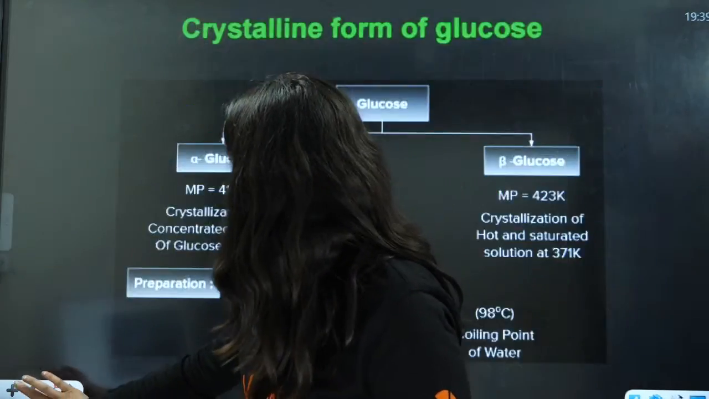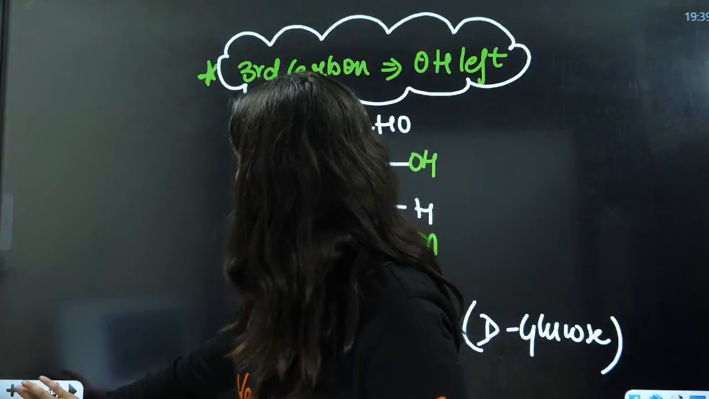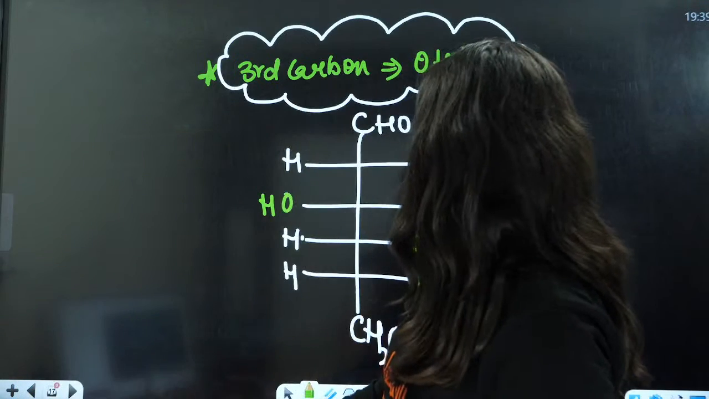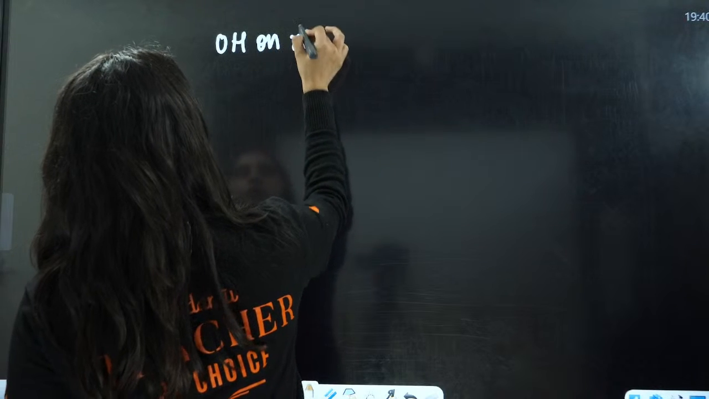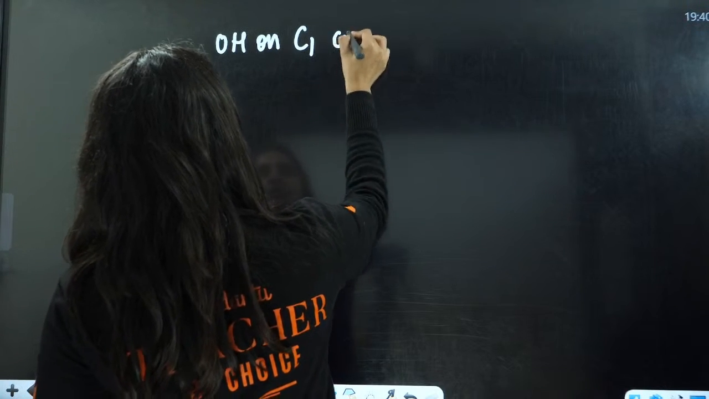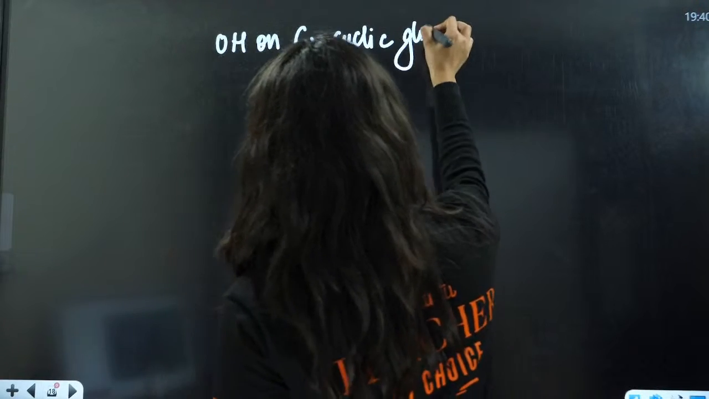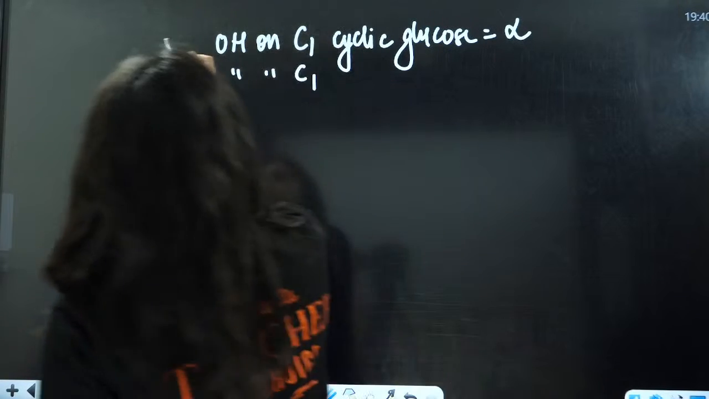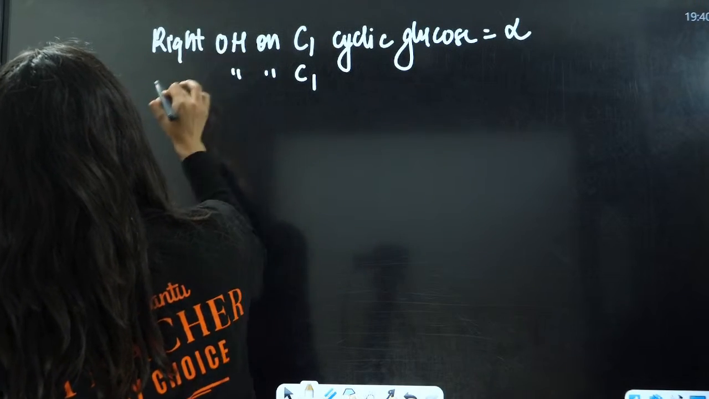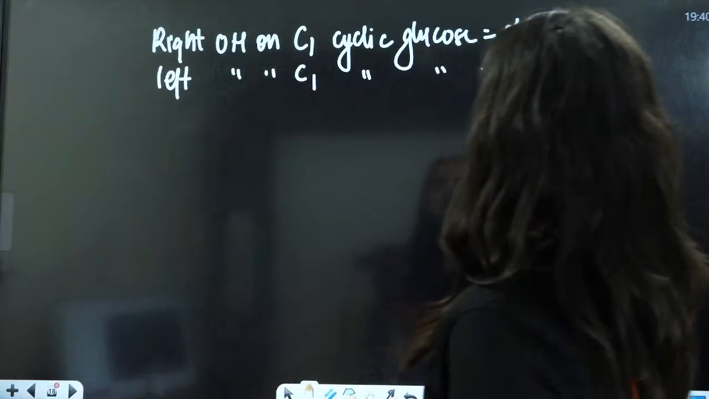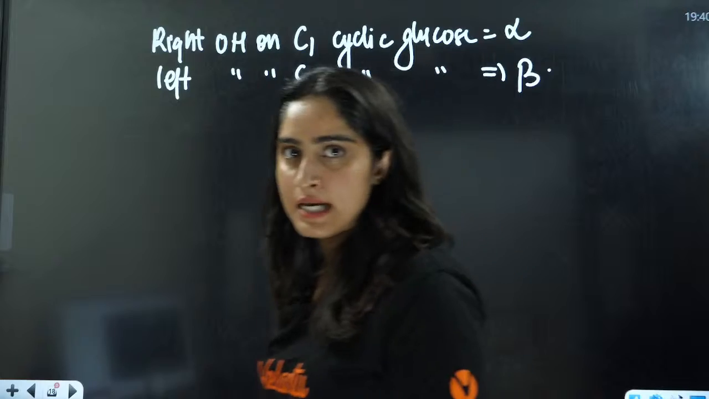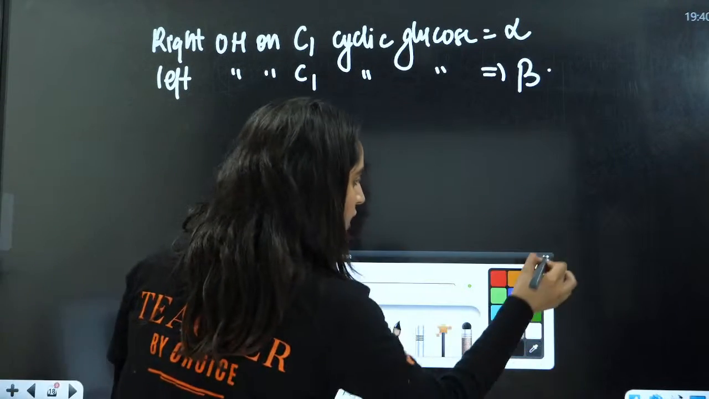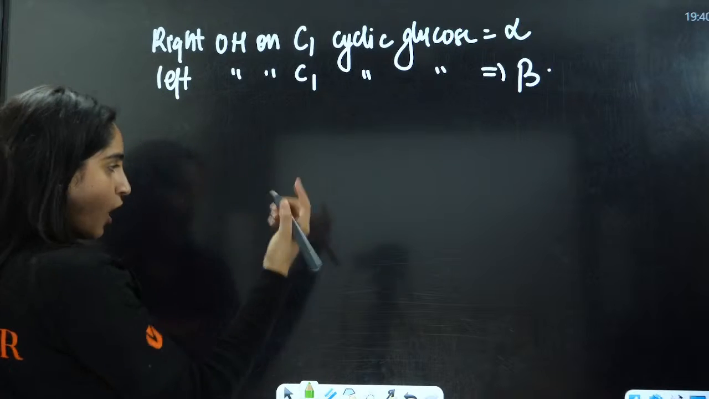Okay, so I'll write it here only. OH on carbon 1 in the cyclic structure, cyclic glucose, is alpha. OH on C1 is on the right. Okay, this will be right and this will be left. That is called beta. So how are you going to draw this alpha and beta, everyone? Just how you will write this down.